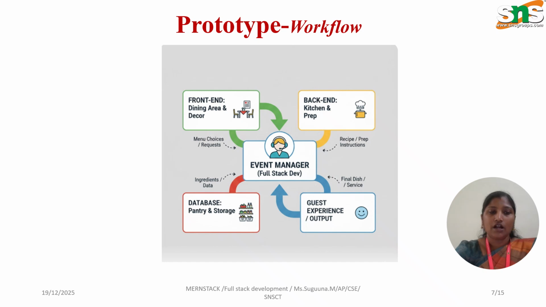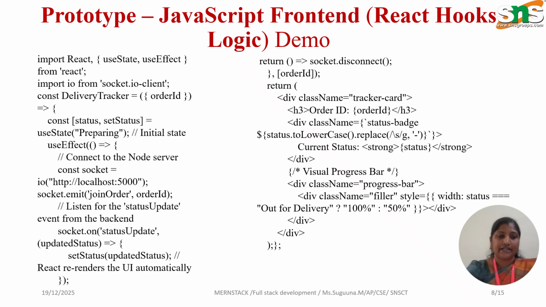Here is the workflow of the prototype. Restaurant will update the order status in MongoDB. Node.js server will detect the change. Express.js will handle the event. The update is pushed to React. React re-renders the UI automatically. The user sees the smooth animation, updated status, and there will be no need for page refresh. This is the real-time synchronization, and this is the front-end demo.